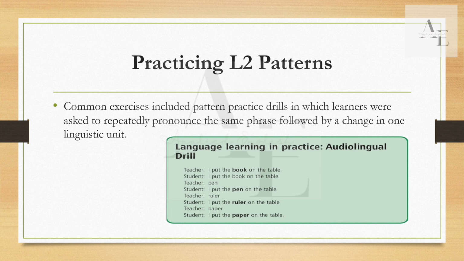Like in this example, the teacher says, I put the book on the table, and the student needs to repeat what the teacher said. I put the book on the table. What we mean by changing one linguistic unit is like when the teacher said pen, the student changed book to pen. So I put the pen on the table. Then ruler, I put the ruler on the table. They repeat the same pattern, but they change only one linguistic unit. So that's the repetition that they use.